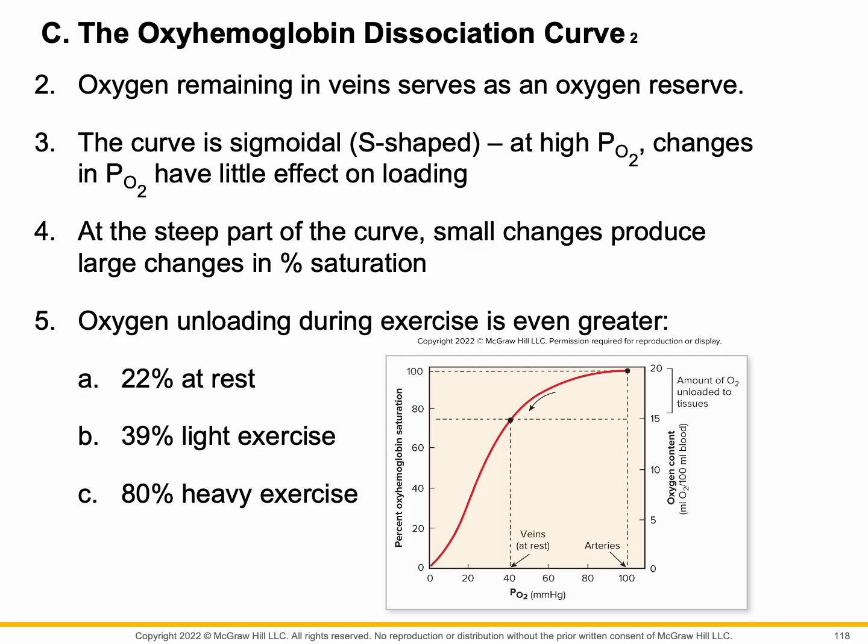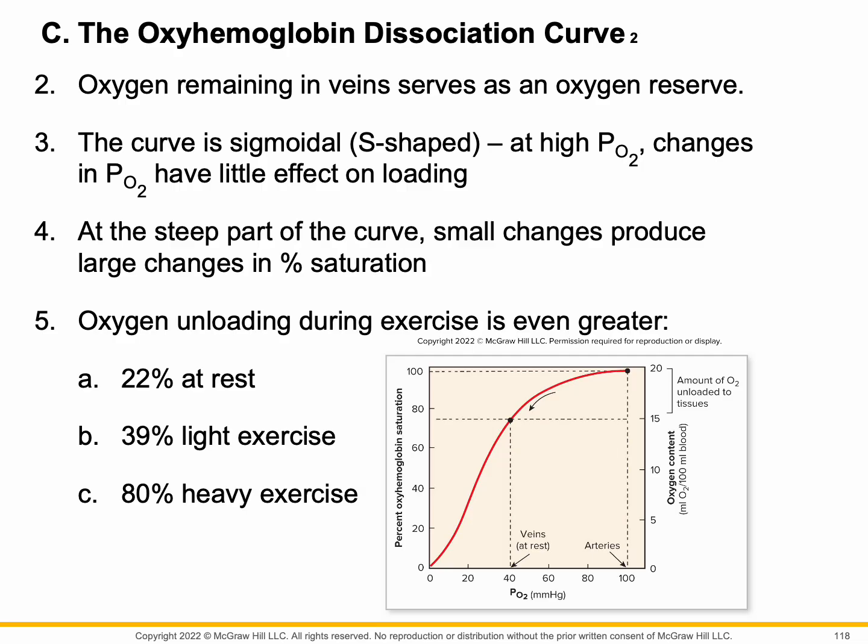The curve is S-shaped or sigmoidal shaped, where at high partial pressure of oxygen, changes in partial pressure of oxygen have very little effect on loading, but at the steep part of the curve, small changes produce large changes in percent saturation. The oxygen unloading during exercise is even greater than that. So 22% at rest, 39% at light exercise, and 80% with heavy exercise.